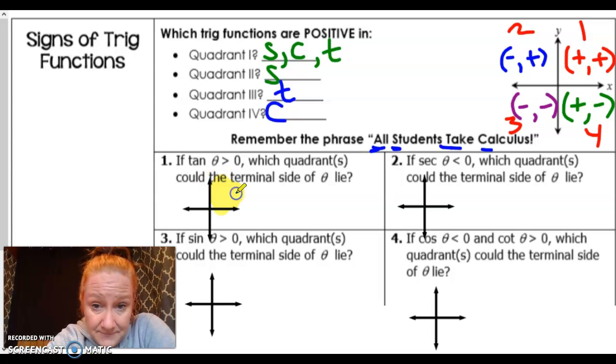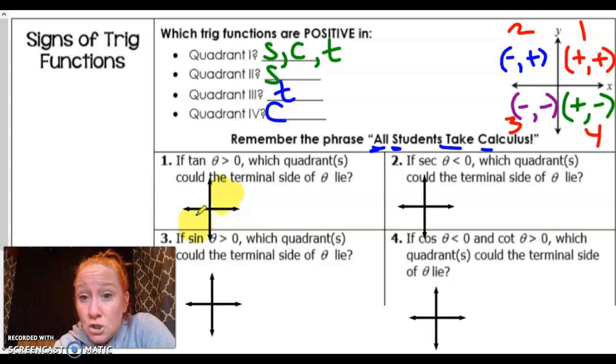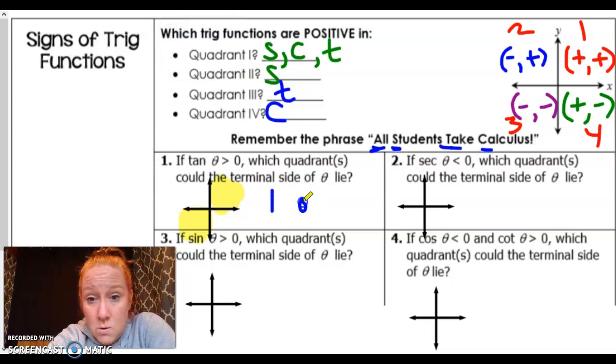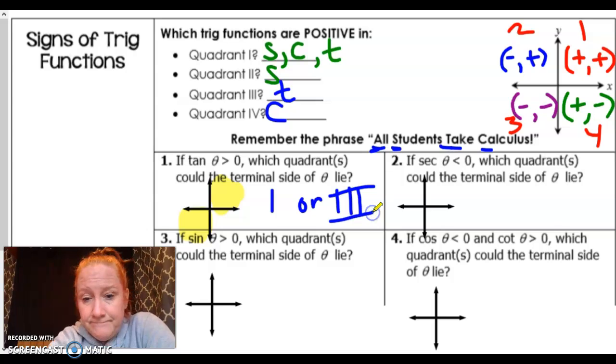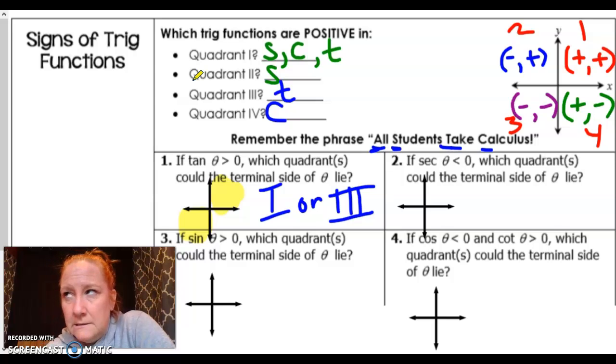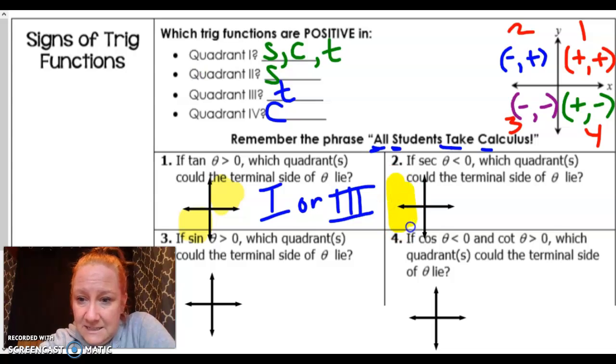Tangent is positive here, and tangent is positive over here. So if tangent is greater than 0, in which quadrants would the terminal side of theta lie? Well, either 1 or 3. All right, next one. If secant, which goes with cosine, is less than 0, where is the cosine negative? Cosine is negative, that's the x's. So that's over here, so that would be quadrants 2 and 3.